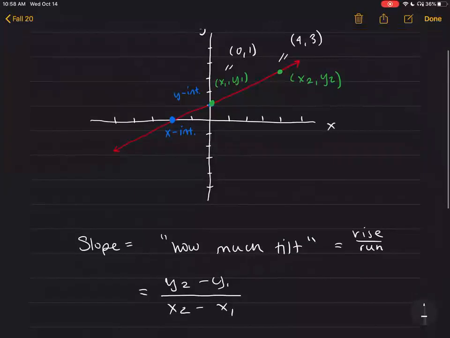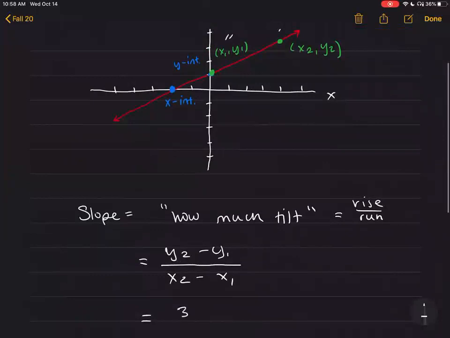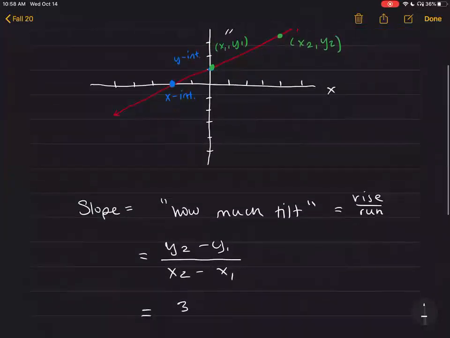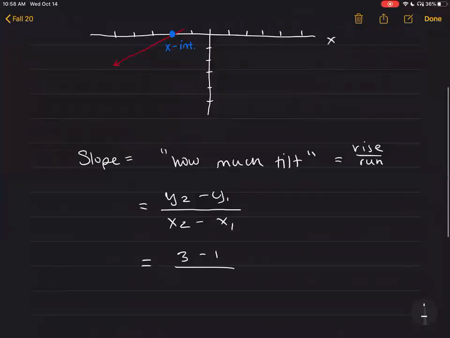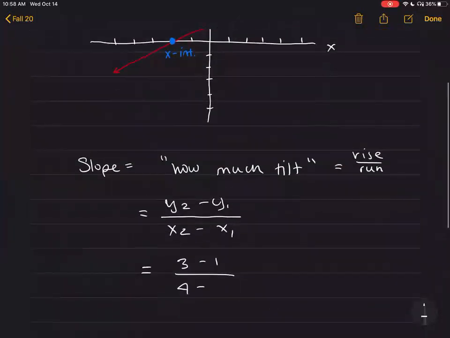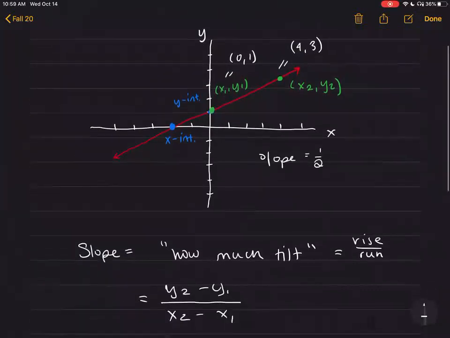And so if we were to use this formula to calculate it, y2 would be 3, y1 would be 1, so 3 minus 1 over x2 is 4 minus x1 is 0, which would be 2/4, or more commonly known as 1/2. So for this line up here, the slope is 1/2, calculated by using this formula right here.